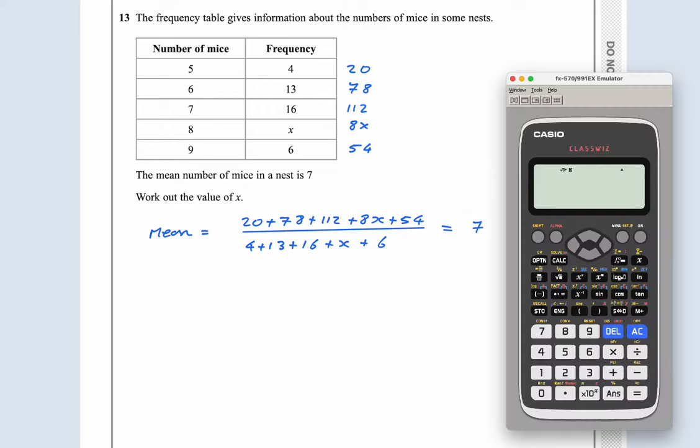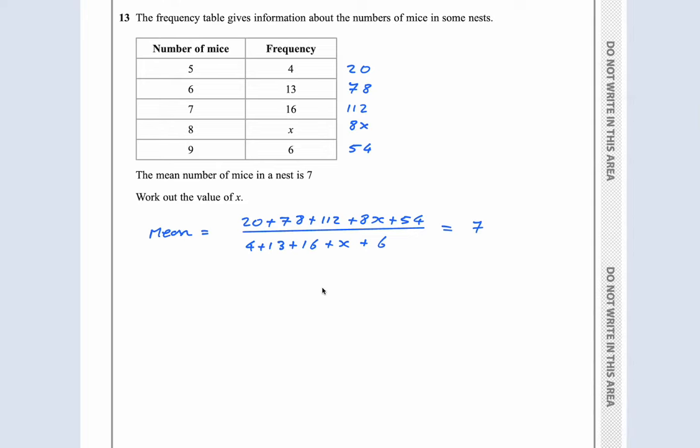Okay, now I'm going to add up all these numbers. 20 plus 78 plus 112 plus 54, I'll leave the 8x after, it's 264. So 264 plus 8x all over, I can do this in my head, 4 plus 13 is 17, plus 16 is 33, plus 6 is 39. So it's 39 plus x, and this equals 7. There's my equation. Now I need to just solve this equation.